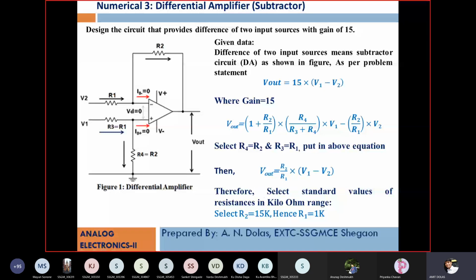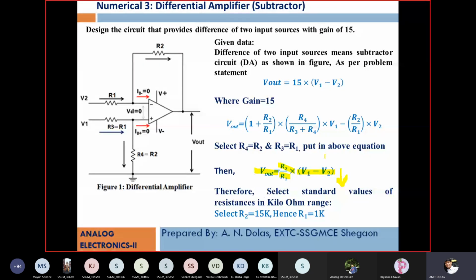You may write one step here. Once you get this formula, V out is equal to R2 upon R1 into V1 minus V2. As I said, to show everything on a single PPT, I have adjusted this. Or what you can do here, after this step, V out, the shortened formula, is R2 by R1 into V1 minus V2. Later on, you may add one step that R2 by R1 is equal to 15. Therefore, selecting the standard value of R2 as 15K, R1 comes to 1K.